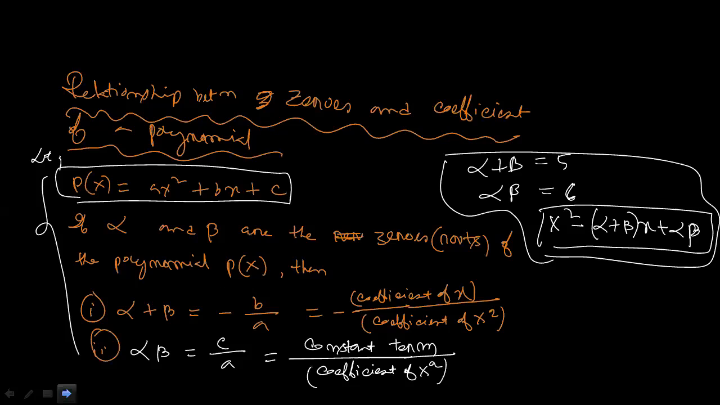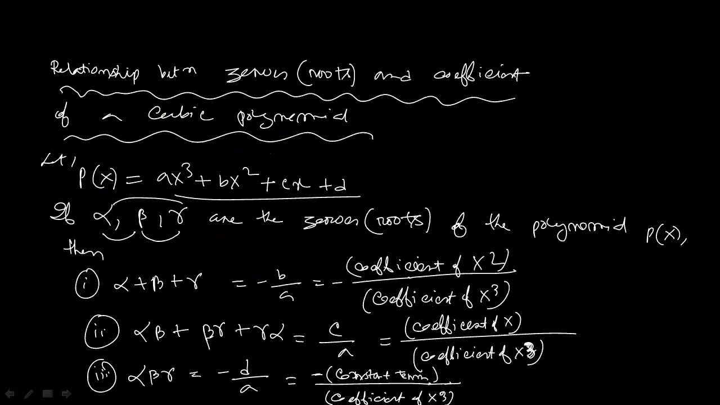In the same way for the cubic polynomial, if you look at the formula, in all three cases the denominator will be the coefficient of x cube. So first it will be minus b by a, then c by a, then minus d by a. See, it has come in order: first b by a, coefficient of x square, then the product of the roots in pairs, c by a, coefficient of x, then the product of all three roots, minus d by a. Have you understood this one? This is how you can remember.